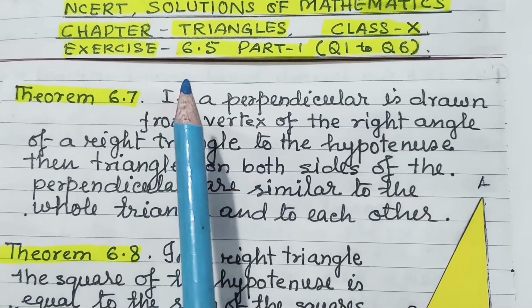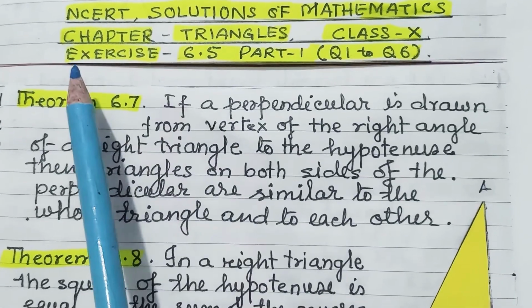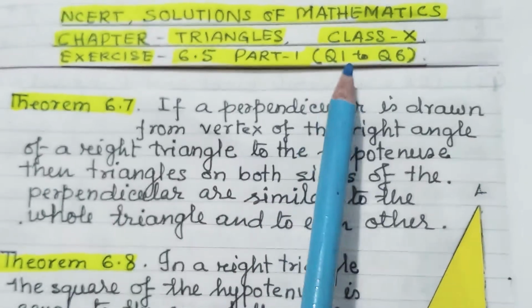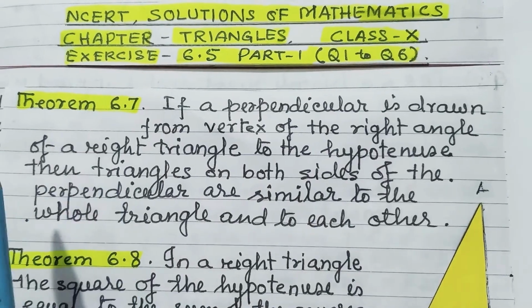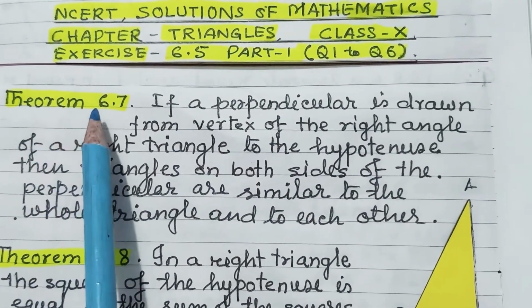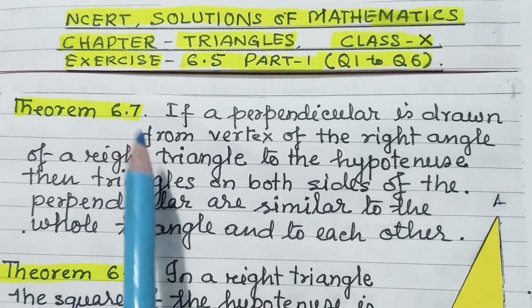Today's maths class I will explain you chapter Triangles, exercise 6.5 part 1, from question number 1 to question number 6. The chapter is based on the theorem. In the book it is given as theorem 6.7.